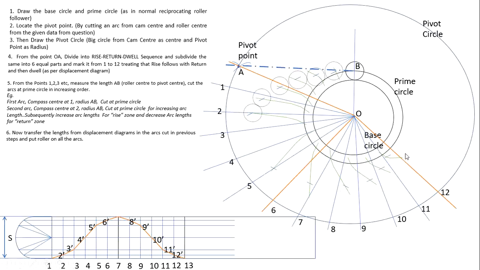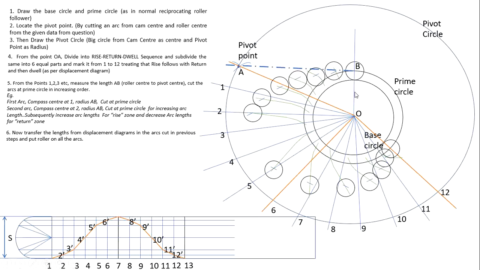Now we have to draw the roller, the same roller. We have to draw the roller with this as center and the given radius of the roller. Either we can draw the circle with a compass or we can use a circle template. So similarly we have to draw a roller here.